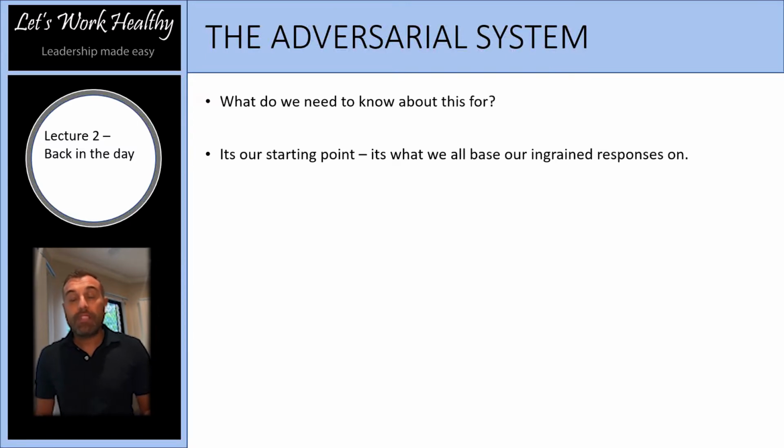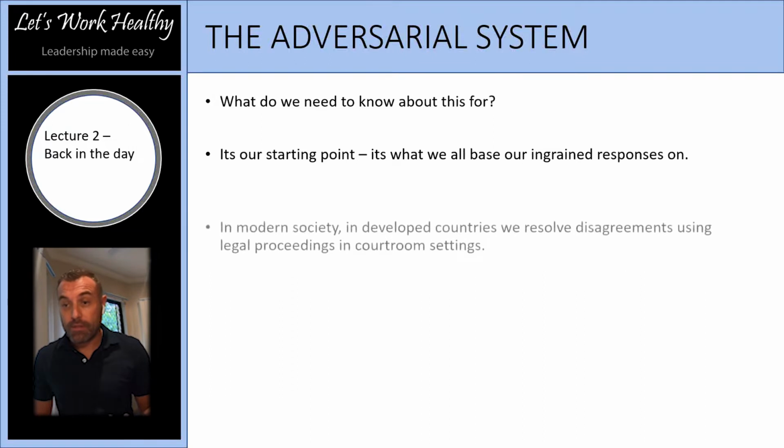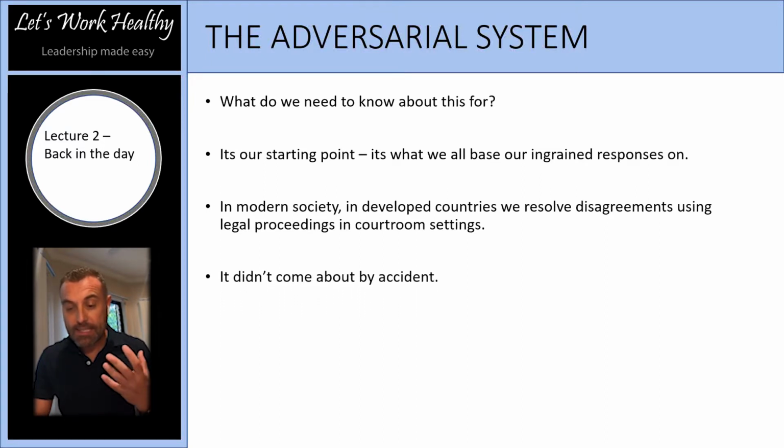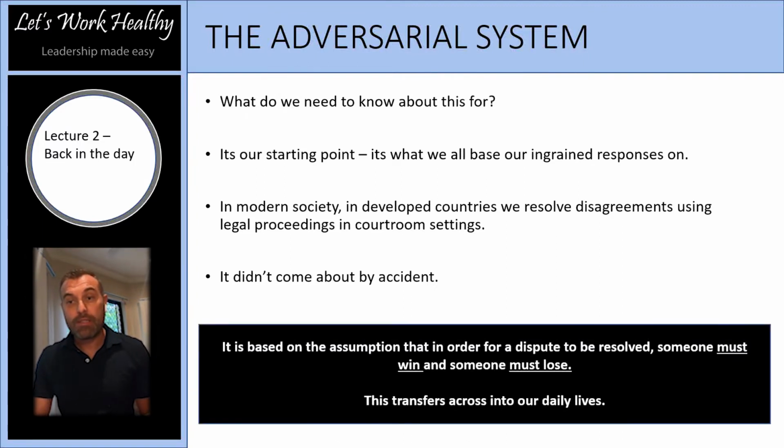So in modern society, and particularly in developed countries like ours, we deal with disagreements by using a court-based system. What happens is two lawyers will offer their arguments to a third party, and that system didn't come about by accident. The thing about this system is it's based on the assumption that there always has to be a winner and a loser. And we'll talk about that a little bit more in a minute. The thing with there being a winner and a loser is that system transfers across into our day-to-day lives, how we handle conflict between ourselves, with our family members, with work colleagues, not just in the court system.